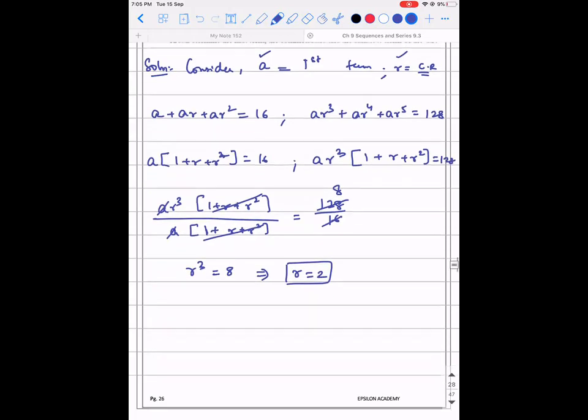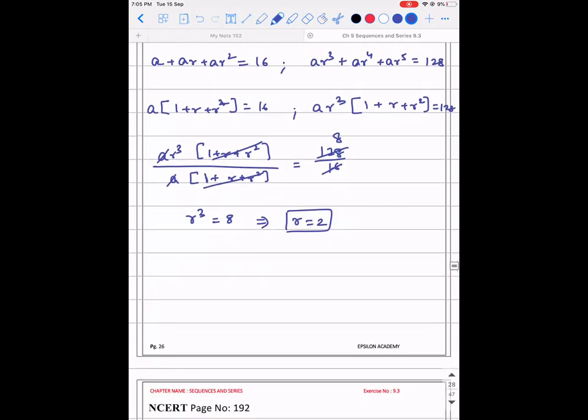Will we be able to find A? So when R is 2, we know that A into 1 plus R plus R square is 16. So A into 1 plus 2 plus 2 square will be 16.